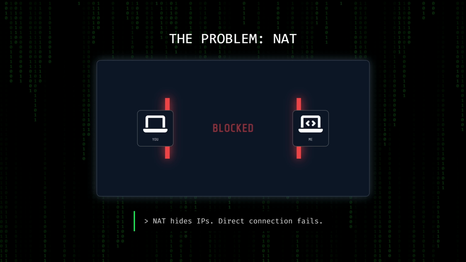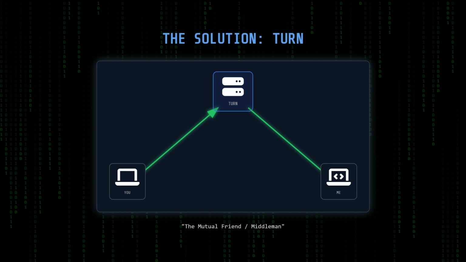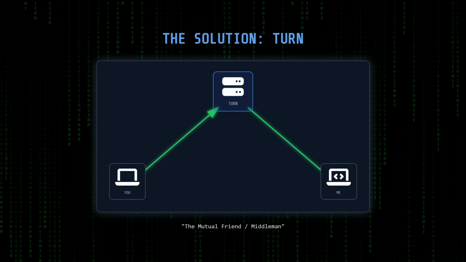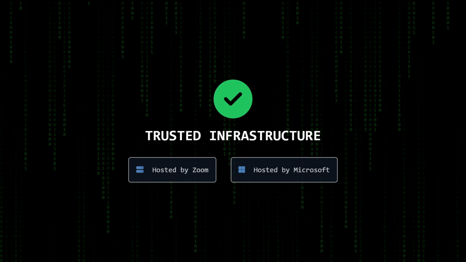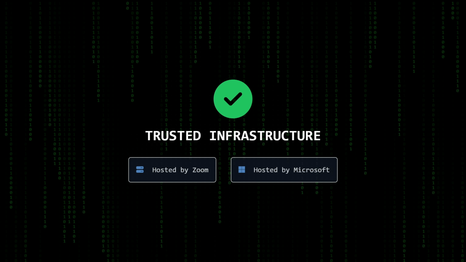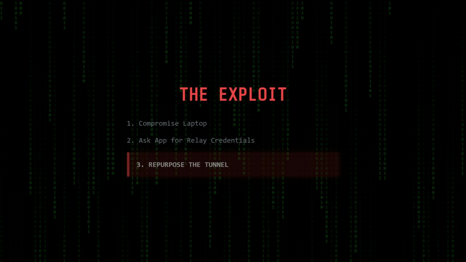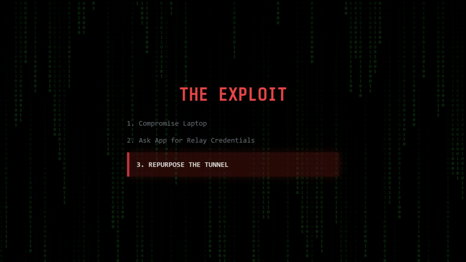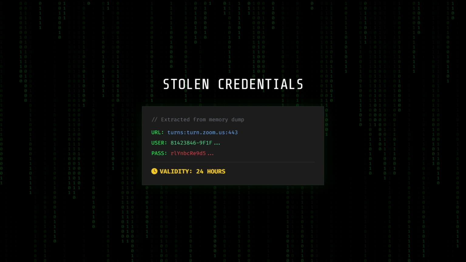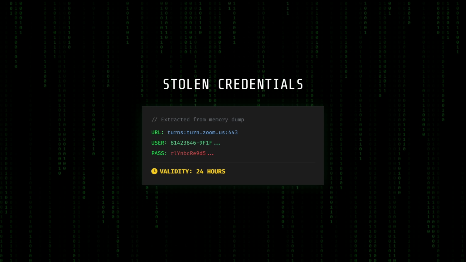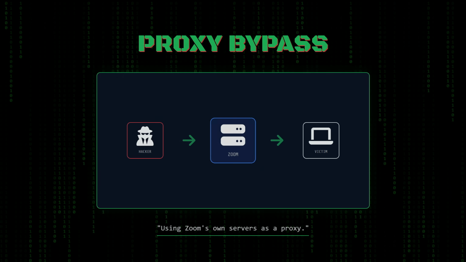To solve this, Zoom and Microsoft set up massive servers called TURN servers. Think of a TURN server like a mutual friend or a middleman. I send my video data to the TURN server, and the TURN server relays it to you. These TURN servers are hosted by the providers themselves. They are trusted infrastructure. The research presented at Black Hat revealed that if I compromise a laptop, I can ask the Zoom or Teams application to generate valid credentials for these TURN servers. Once I have those credentials, I don't have to use them for video. I can use them to relay any data I want. I am effectively using Zoom's own servers as a proxy to bypass the corporate firewall.